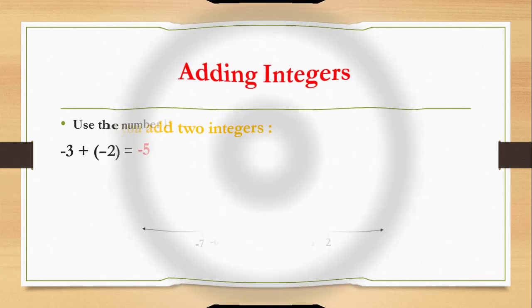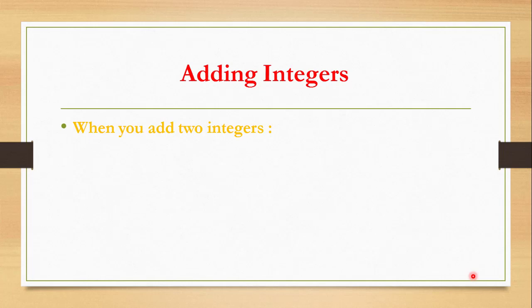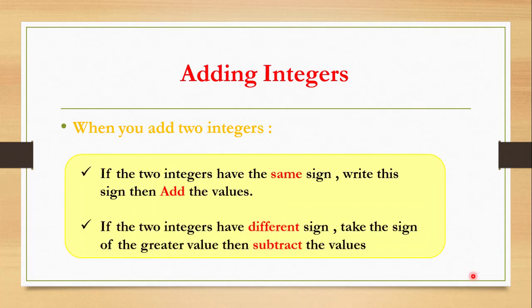In general, if we have 2 integers and we want to add them, if the 2 integers have the same sign, we will write this sign, then add the values. So the same sign, take the sign and add. If the 2 integers have different signs, I'll take the sign of the greater value, then subtract, don't add. So again, the same sign, take the sign and add. Different sign, take the sign of the greater and subtract. Let's take some exercises to clarify this point.